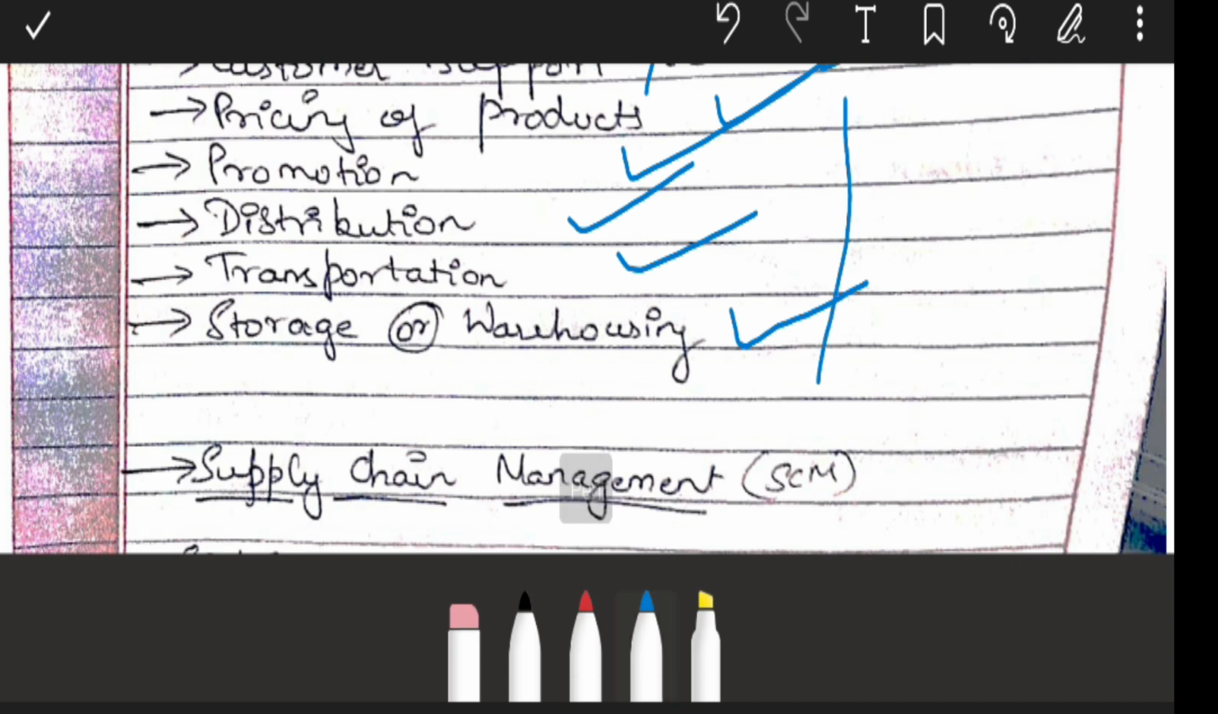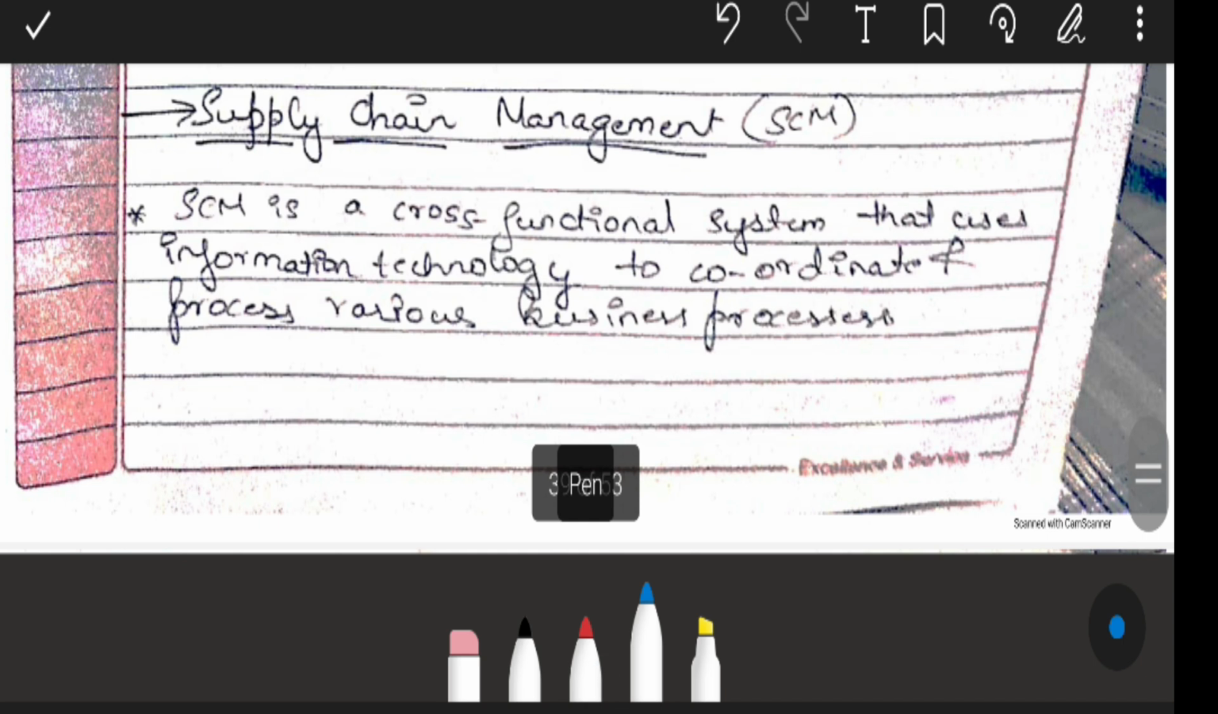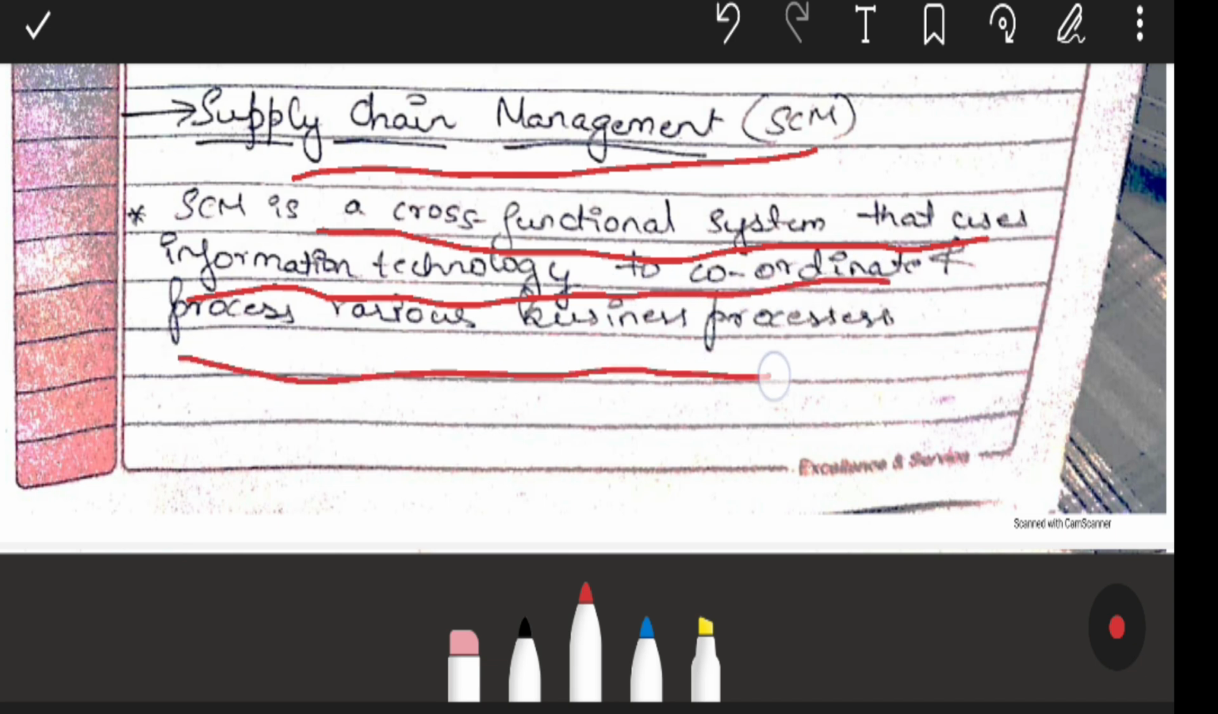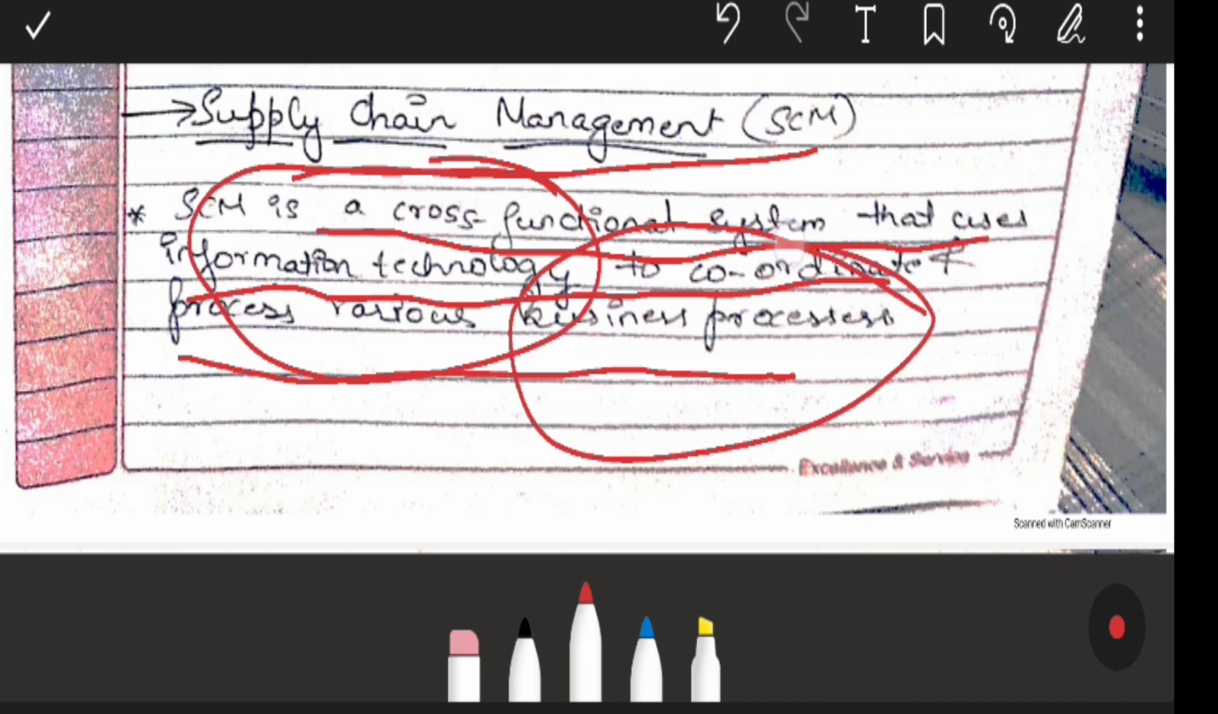The next one is supply chain management. Supply chain management is a cross-functional system that uses information technology to coordinate various business processes. There are many processes in a company such as marketing, production, etc. It is a system that uses information to coordinate those various processes.